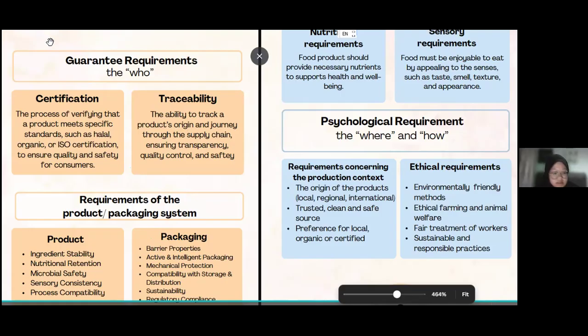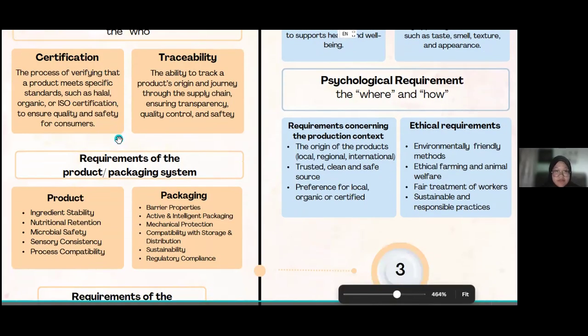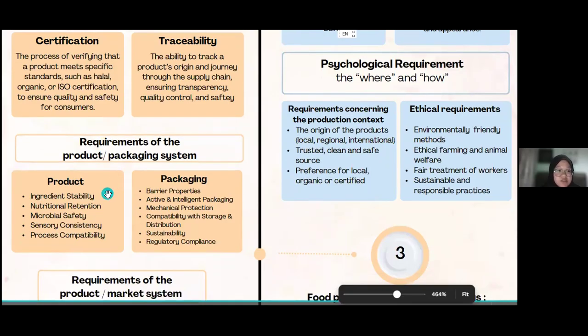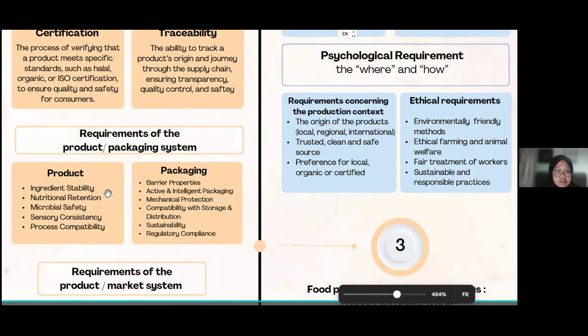Okay, so in dynamic model of food quality, the product and packaging system must also meet several requirements to ensure food quality, safety, and stability over time. So these requirements can be categorized into product-related and also packaging-related aspects. So, for product requirements, the food product itself must be designed to maintain its quality, safety, and as well as sensory properties throughout its life cycle. So, these are the key factors, which are ingredient stability, nutritional retention, microbial safety, sensory consistency, as well as process compatibility.